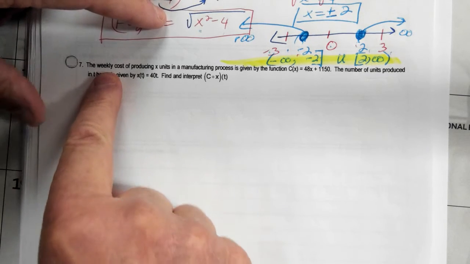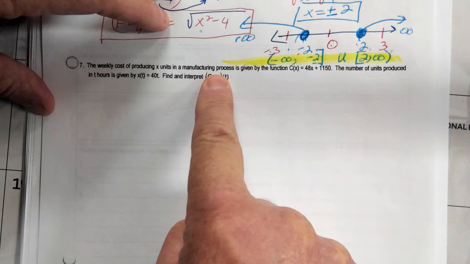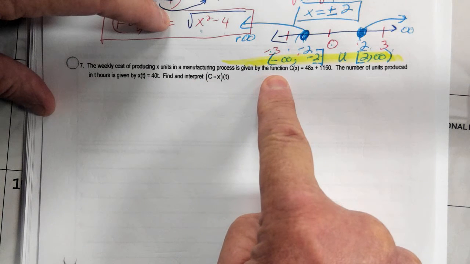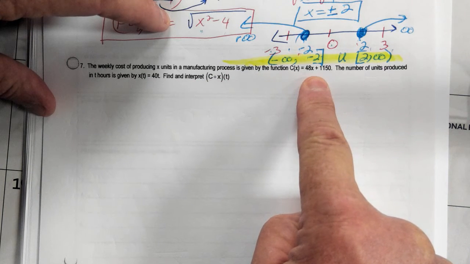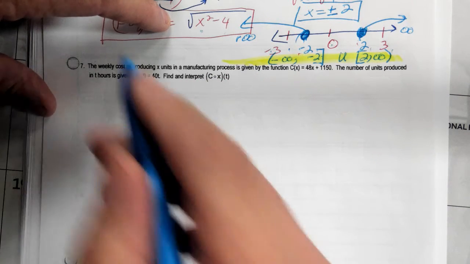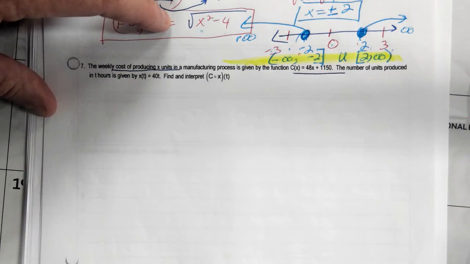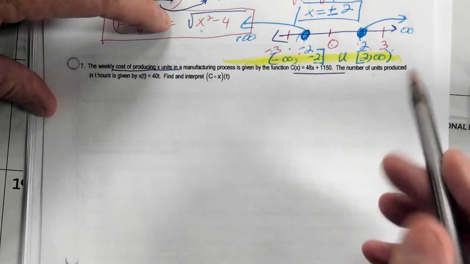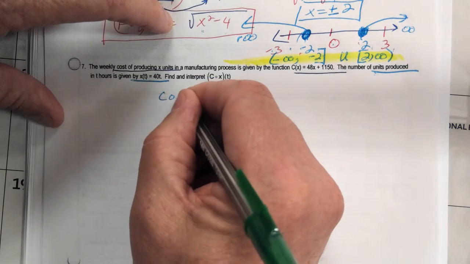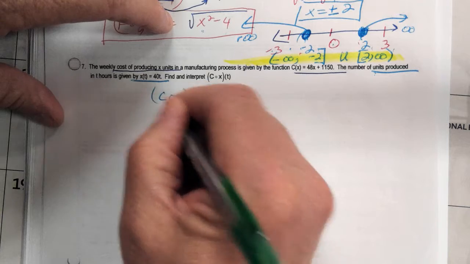The last problem here says the weekly cost of producing x units in a manufacturing process is given by this function. So the cost is given by this function. The units produced is given by that function. They want C circle X of t.